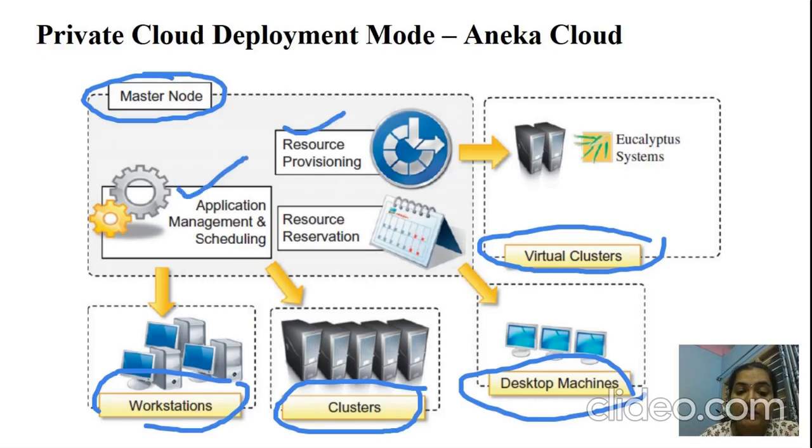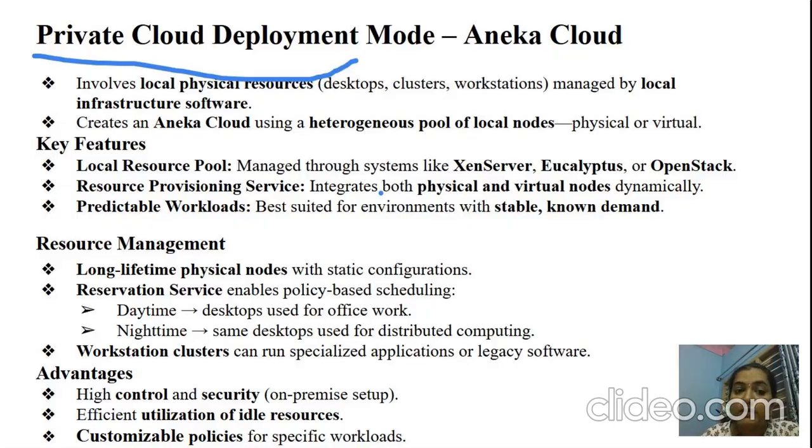Now we are getting into the private cloud deployment mode. Here in the private cloud deployment mode of Aneka, it involves logical physical resources where desktops and cluster workstations are managed by the local infrastructure software. It creates an Aneka cloud using a heterogeneous pool of local nodes. The key features involved in the private cloud deployment mode are the local resource pool, resource provisioning services, and predictable workloads. So these are the key features. Now let us take up these key features one by one.